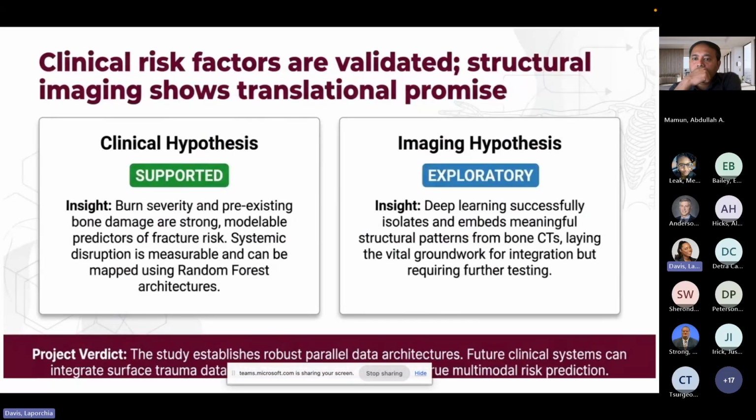For integrating the findings, I can say that my hypothesis was somewhat answered, yes and no. On the clinical side, it is supported that burn severity and bone damage are strong predictors. And the imaging findings are exploratory but promising in showing that deep learning can capture meaningful structural patterns. Together, these results support the potential of multimodal prediction.